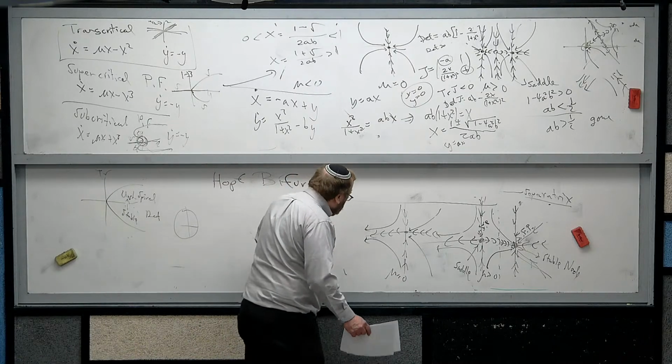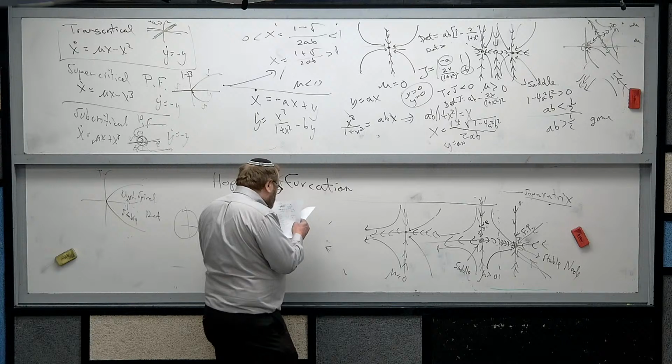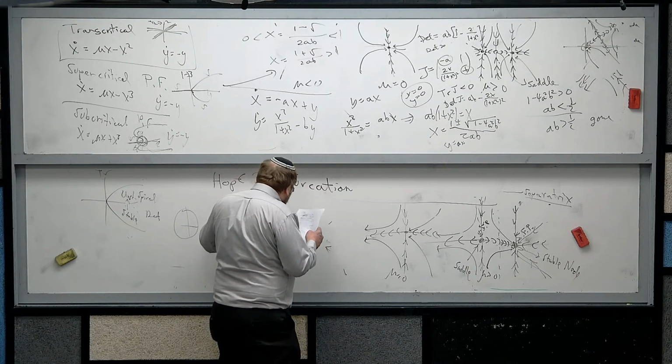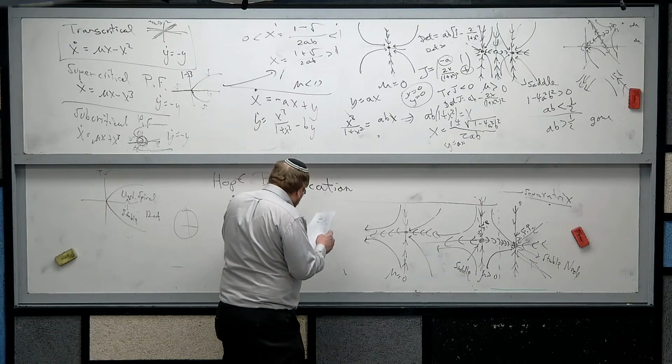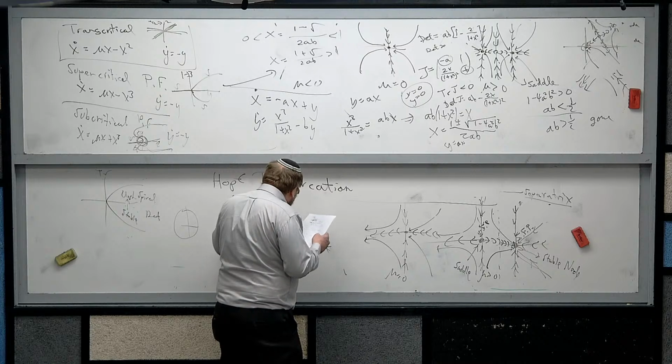So let's write down an example just to see how things work out. The trivial example is r dot equals mu r minus r cubed, and theta dot equals omega plus b r squared.